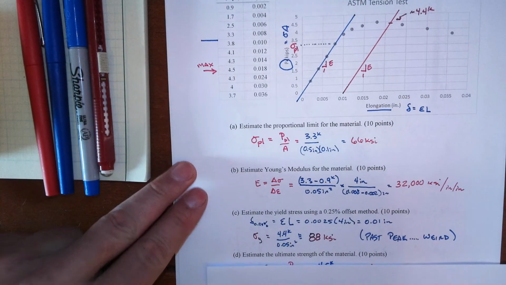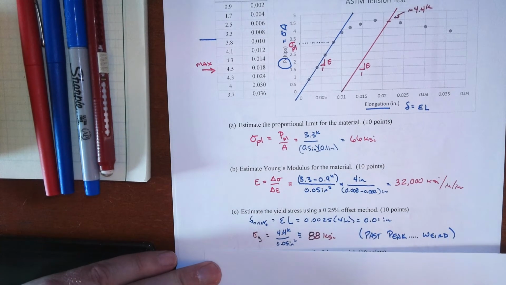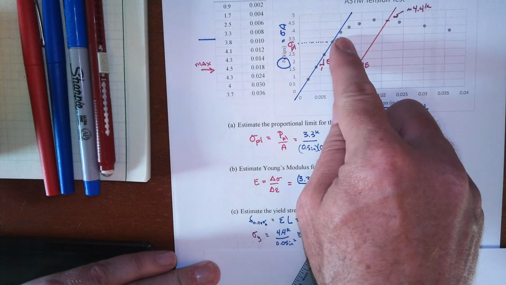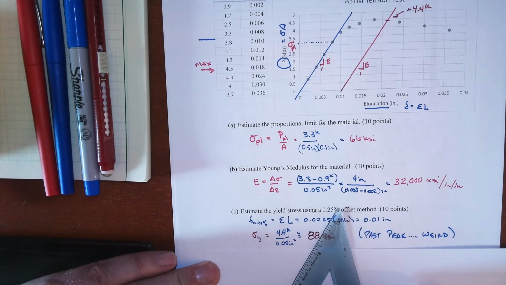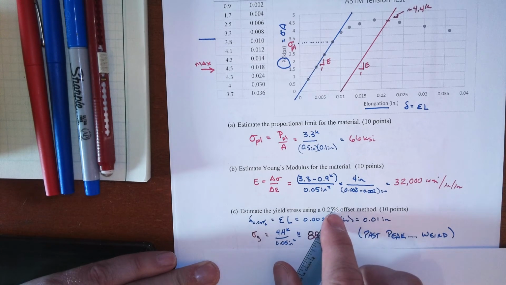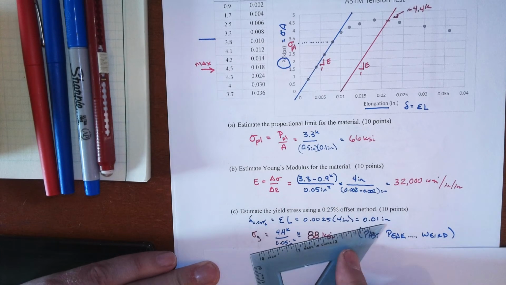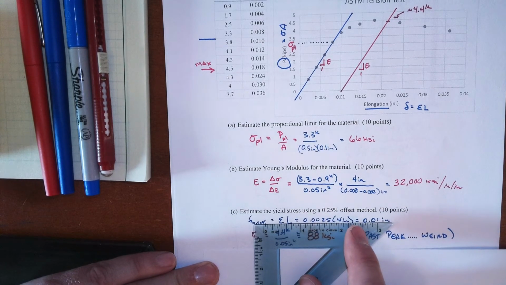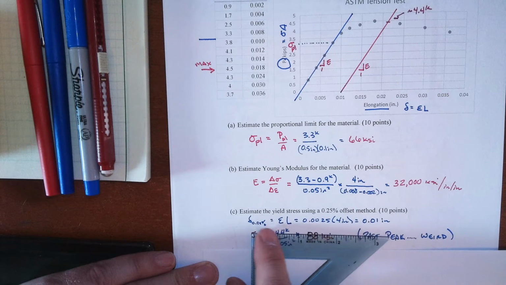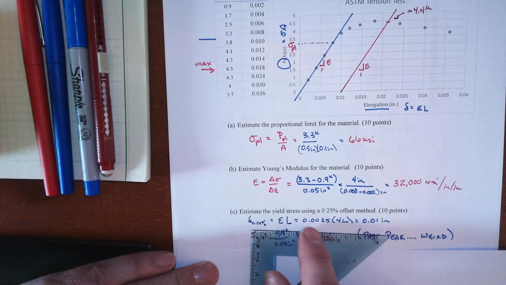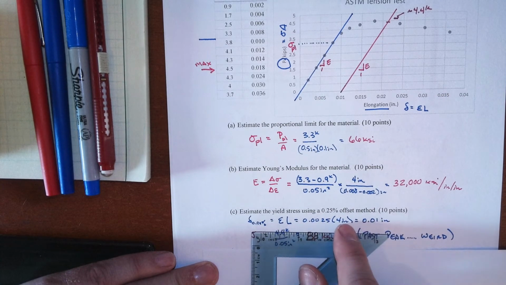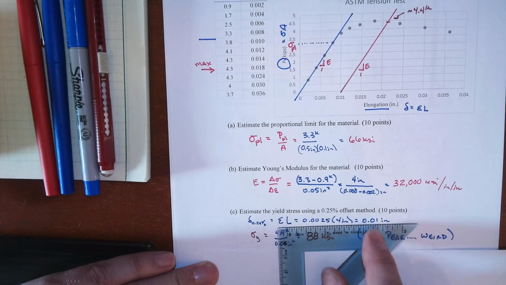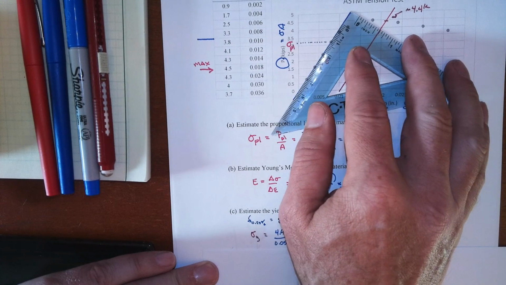When we want to estimate the yield stress using a particular method and approach, well, there is no distinct yielding point here. There's a proportional limit that looks fairly well understood, but not a yield. So that's why you would use this parallel line approach. Now, 0.25% is the strain value, but we don't have strain on the curve. So we have to convert that strain into a deformation by multiplying the strain by the gauge length. That gets us the 0.01 inches, and so then we come along and draw a parallel line.